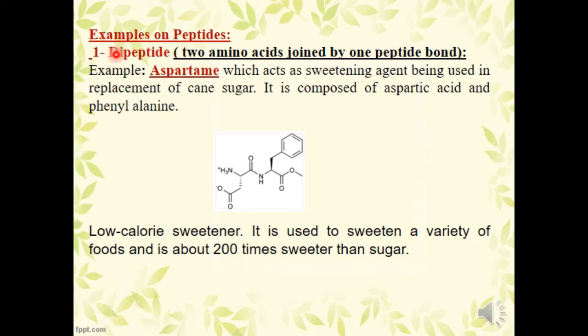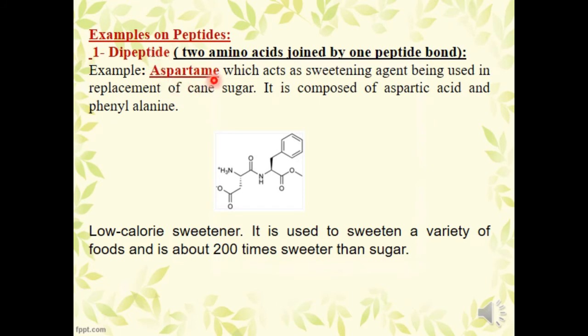Next we will look at examples of peptides. An example of a dipeptide, meaning two amino acids joined by one peptide bond, is aspartame. Aspartame is a synthetic sugar used in replacement of cane sugar because it is zero calorie. Nowadays many foods use synthetic sweetening agents like aspartame, so that it gives you no calories and is not absorbed by your body. This is very suitable for diabetic patients.